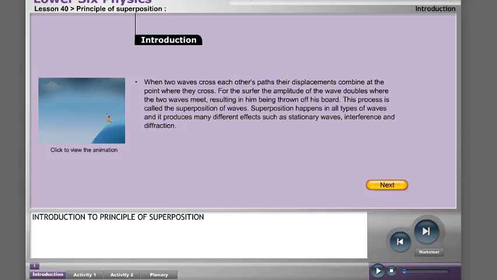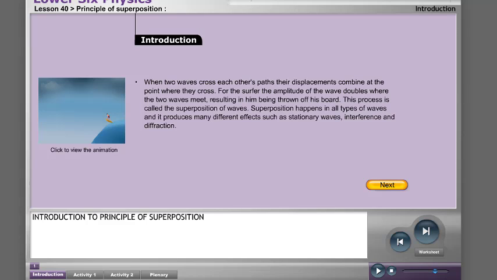Introduction to the Principle of Superposition. When two waves cross each other's paths, their displacements combine at the point where they cross. For the surfer, the amplitude of the wave doubles where the two waves meet, resulting in him being thrown off his board. This process is called the superposition of waves.